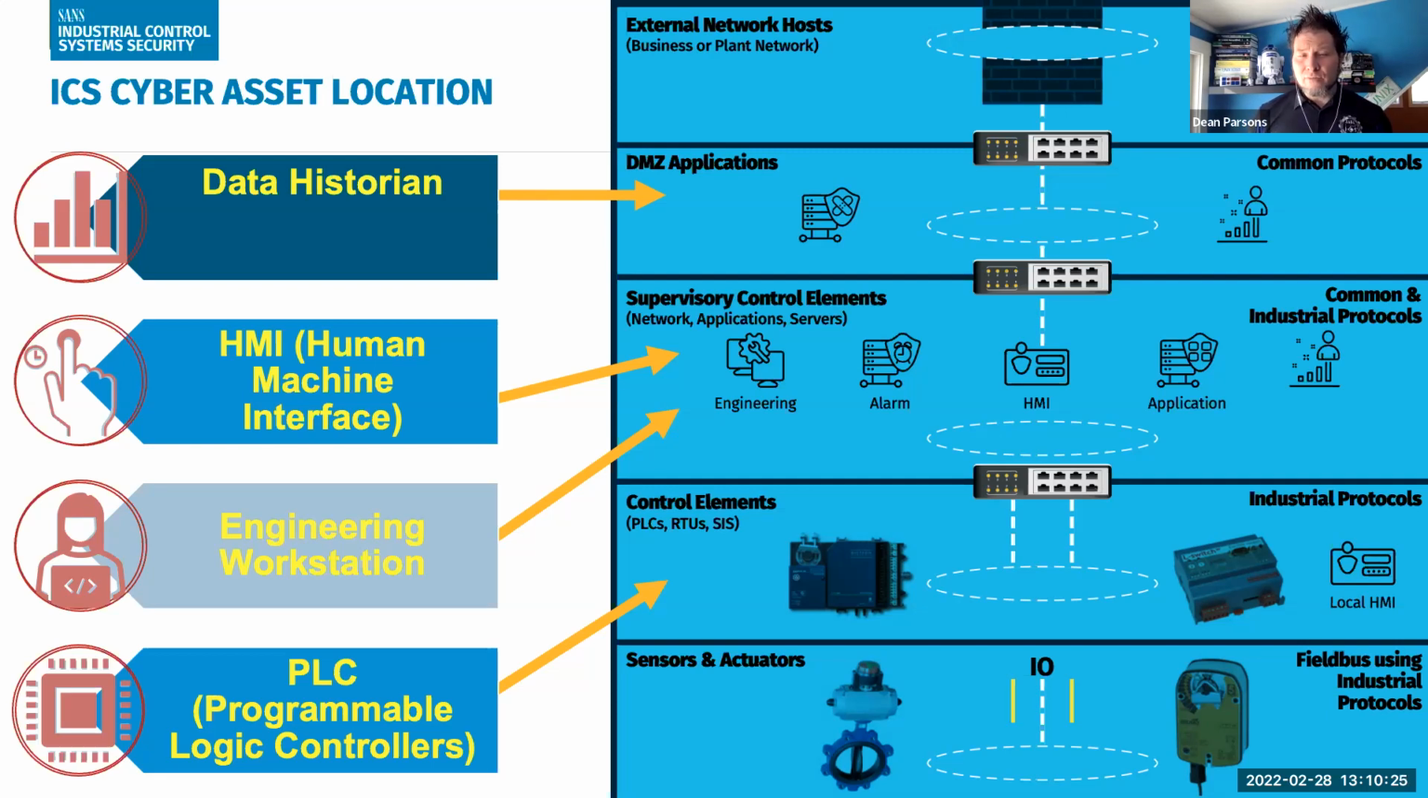And of course, the level 4 and 5 at the very top of the screen could be the business network, or potentially a plant-wide network in a specific SCADA environment. So those are the assets and where to find them.